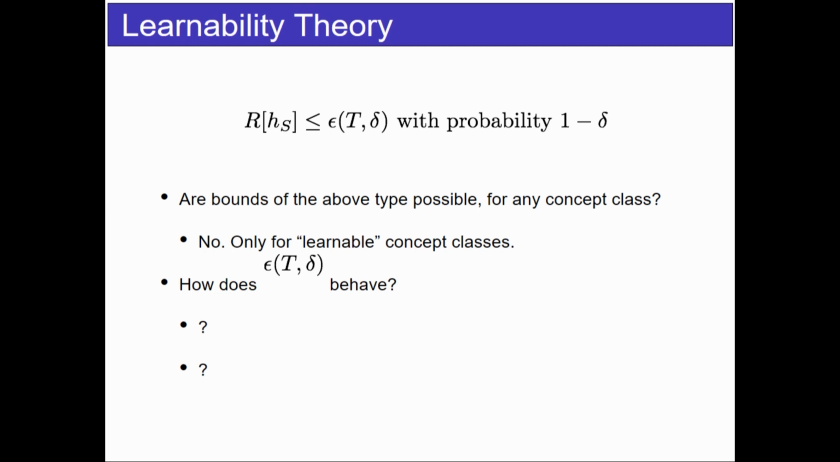And the second question is, how does epsilon of t comma delta behave? So assume it is learnable. How would you want it to behave? Epsilon of t comma delta, as t goes to infinity, you want epsilon to go to 0. You have more and more samples, epsilon should go to 0. And for delta, as long as delta is greater than 0, that should happen.